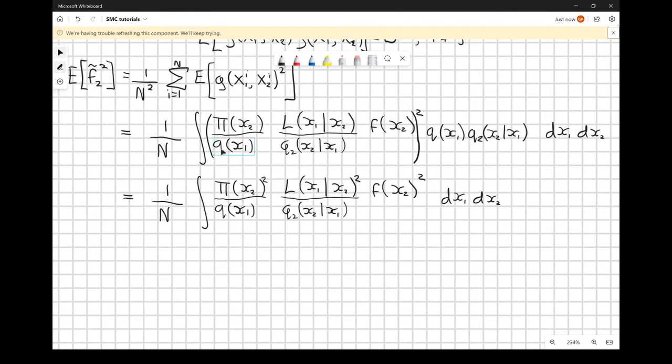And so noting that we have a proposal squared on the denominator here multiplied by the proposal, then we end up with our target squared times L-kernel squared times the function we're interested in squared divided by the proposal. So now we have an expression for our expected value of our squared estimate at iteration 2. So now what we need to do is establish the L-kernel that will minimize this term.